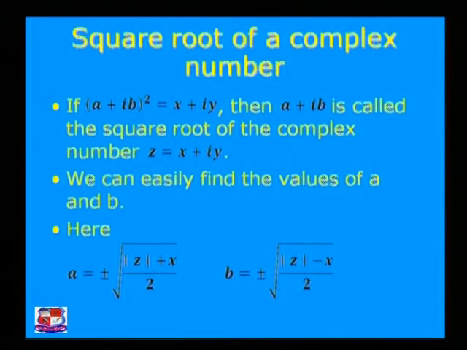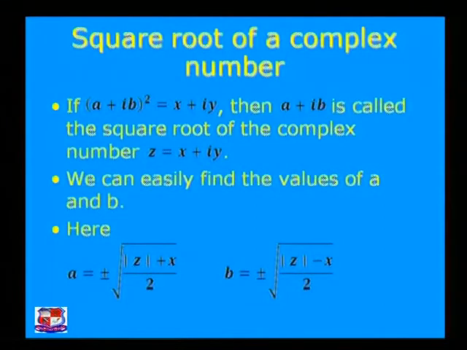So by these values of a and b, if I put these values in a plus ib, then I will get the square root of the number x plus iy, where a is equal to plus or minus root of (mod of z plus x) divided by 2, and b is equal to plus or minus root of (mod of z minus x) divided by 2. Okay, so in this way we can find the square root of a given number.